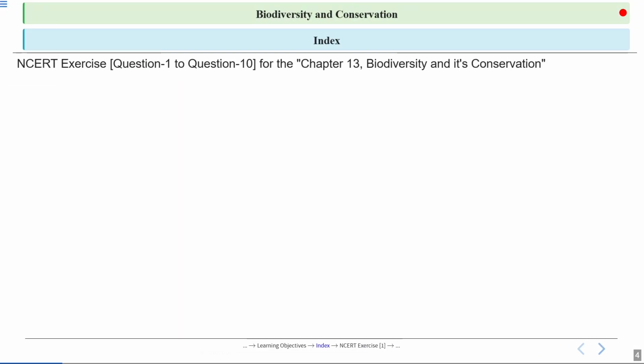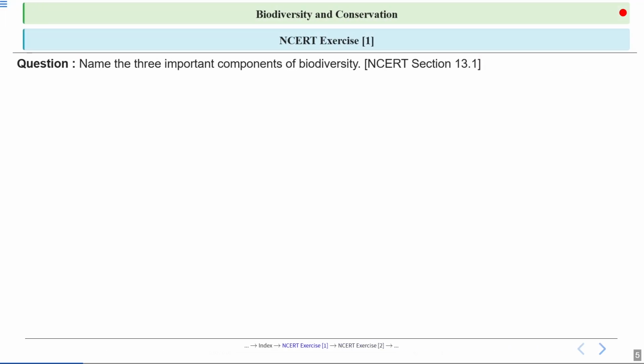Okay, so today we'll be discussing the NCERT exercise questions for the chapter Biodiversity and Conservation. So let's begin with the first question. The first question is, name the three important components of biodiversity. For more information, you can read NCERT section 13.1. Okay, so let's have a look at the answer.